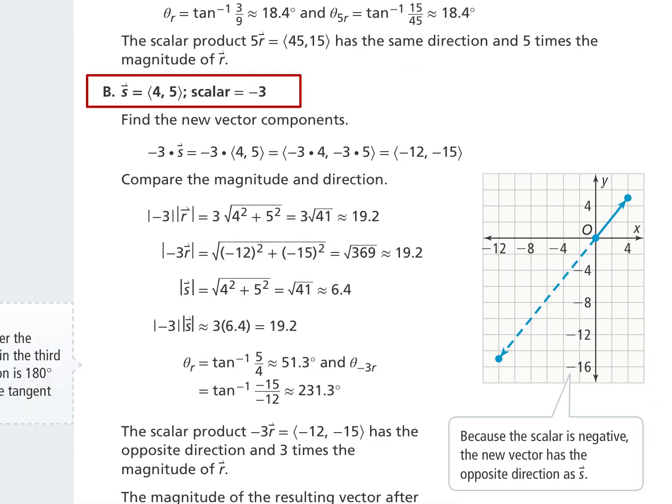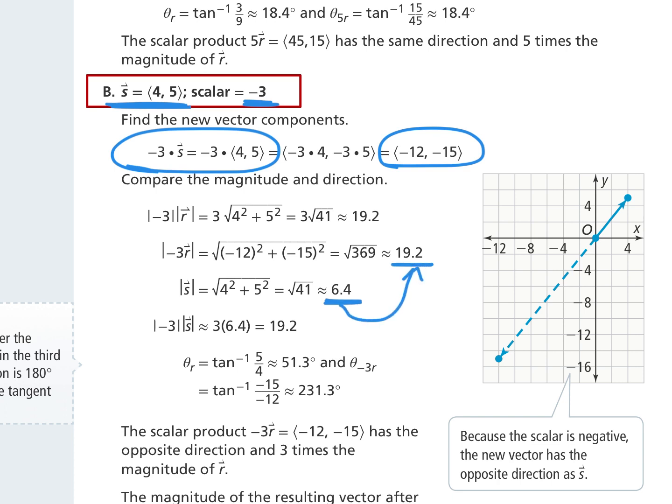In this example, we have a vector right here, s, which is 4, 5, and the scalar multiplication is negative 3. So a few things are going to happen here. In terms of multiplication, you can go ahead and record the vector. The new component vector is going to be what we would expect. We're going to distribute that negative 3 and get negative 12, negative 15. When we look at magnitude and direction, notice the original magnitude here, using the Pythagorean theorem, was 6.4. The new magnitude is 19.2.